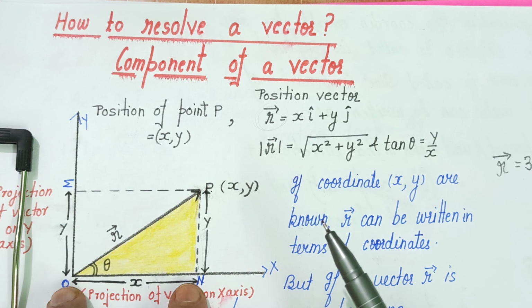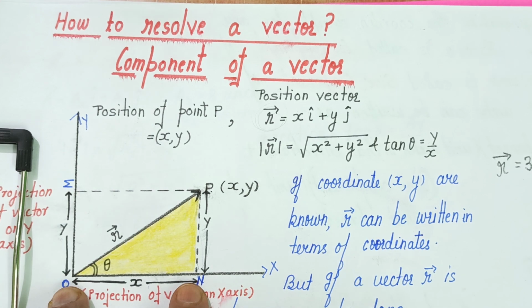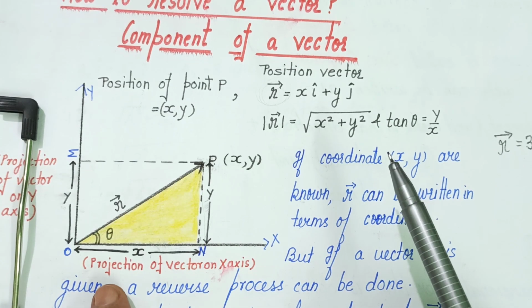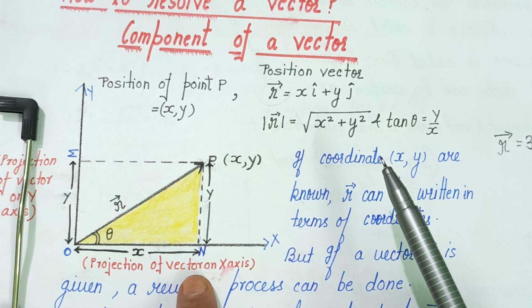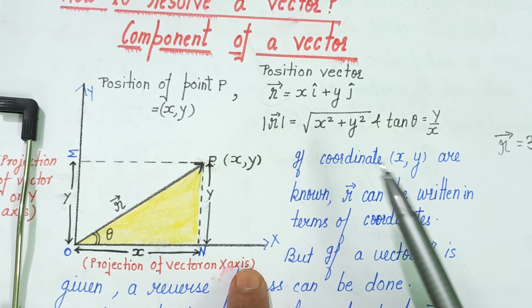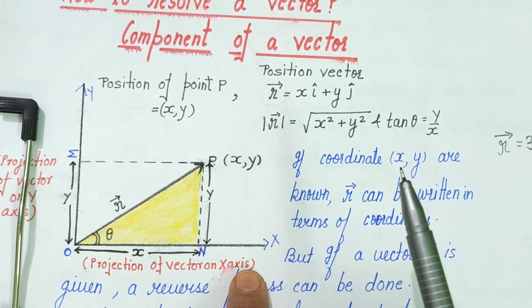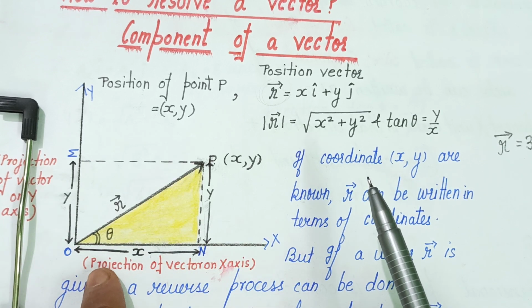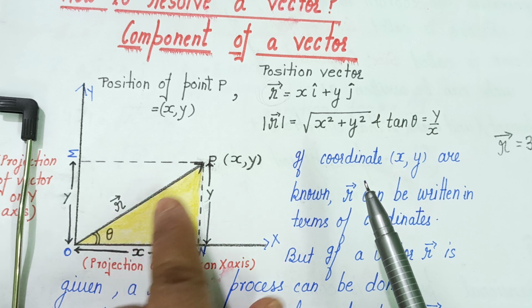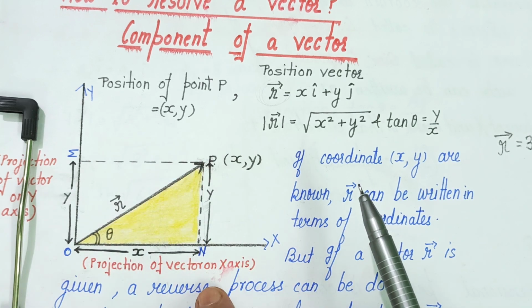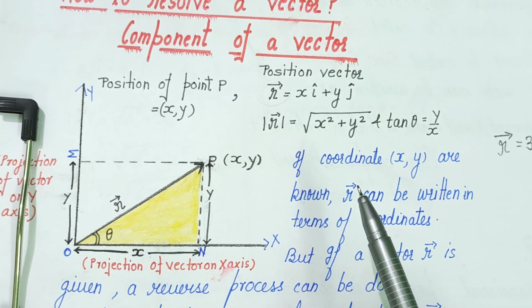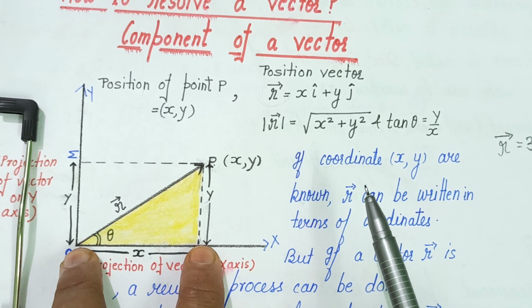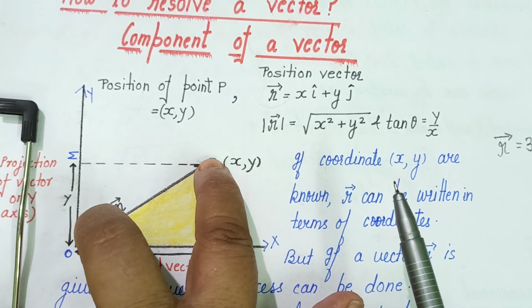This ON is known as projection of vector on x-axis. Listen to me carefully, these technical words. This ON length is called projection of vector OP along x-axis, and this length represents the effect of this vector OP.